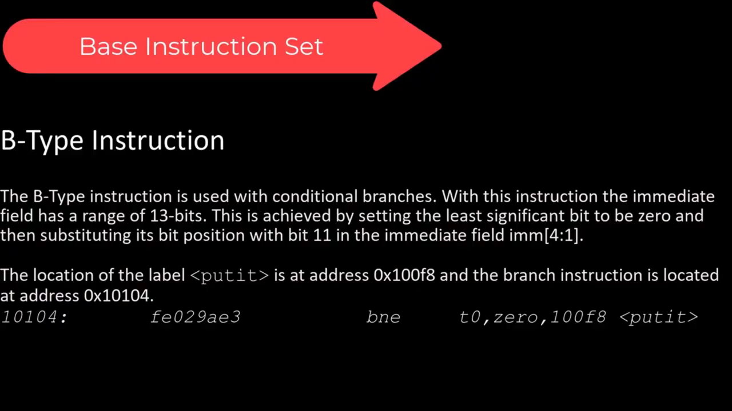In the code fragment, the location of the label is at address hexadecimal 100F8 and the branch instruction is located at address hexadecimal 10104. Since this is a backwards pointing branch, the immediate field is a minus value. Converting it using 2's complement gives a value of hexadecimal C or 12 places back.